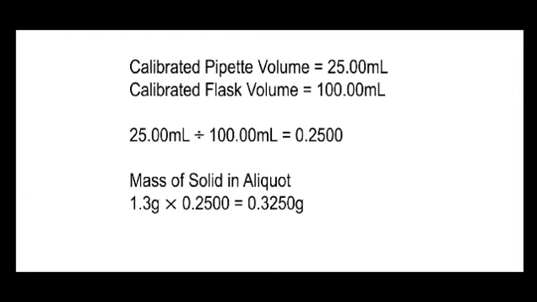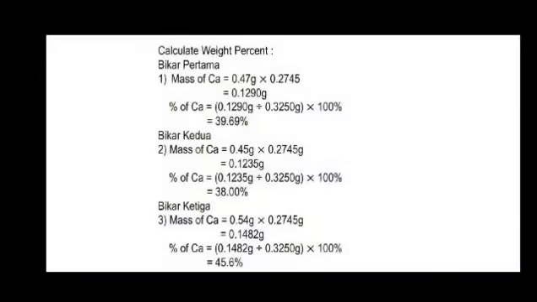As we use 1.3 gram during the experiments, 1.3 gram is multiplied with 0.2500, and we will get 0.3250 gram. Fifth, calculate the weight percent for all 3 trials. For example, for the first trial, to calculate the mass of the calcium, we take 0.47 gram, multiply with the gravimetric factor and we will get 0.1290 gram.